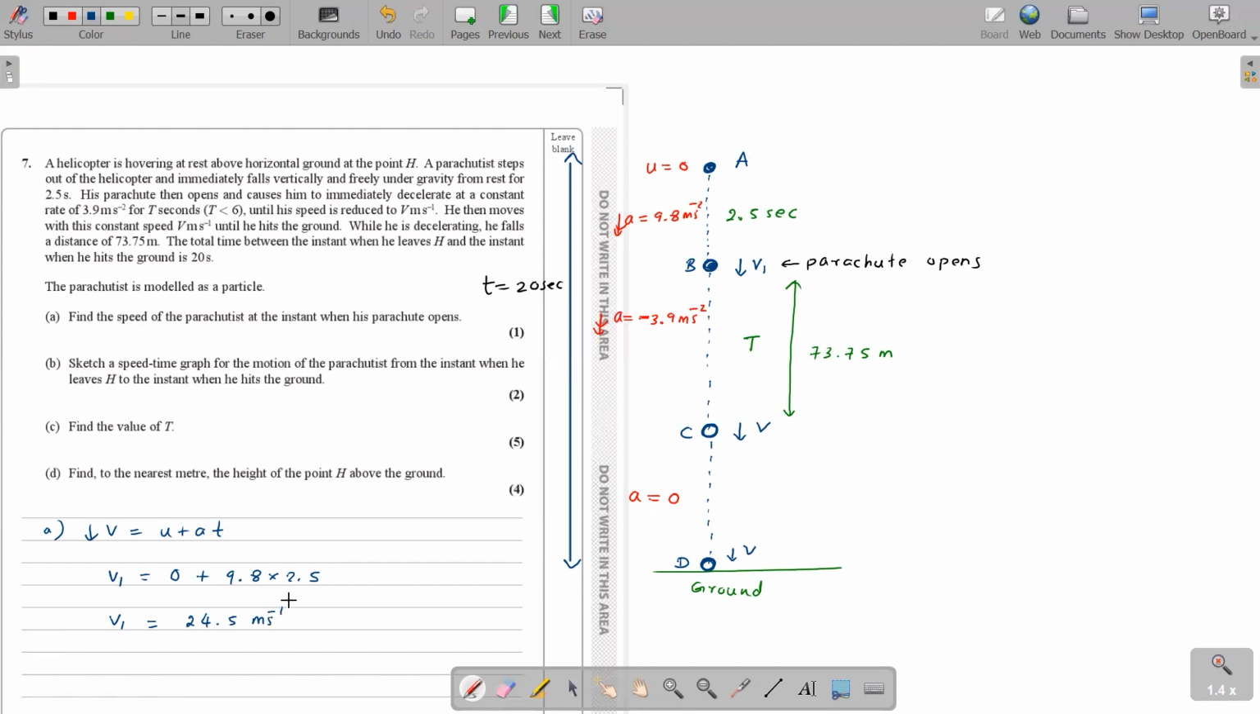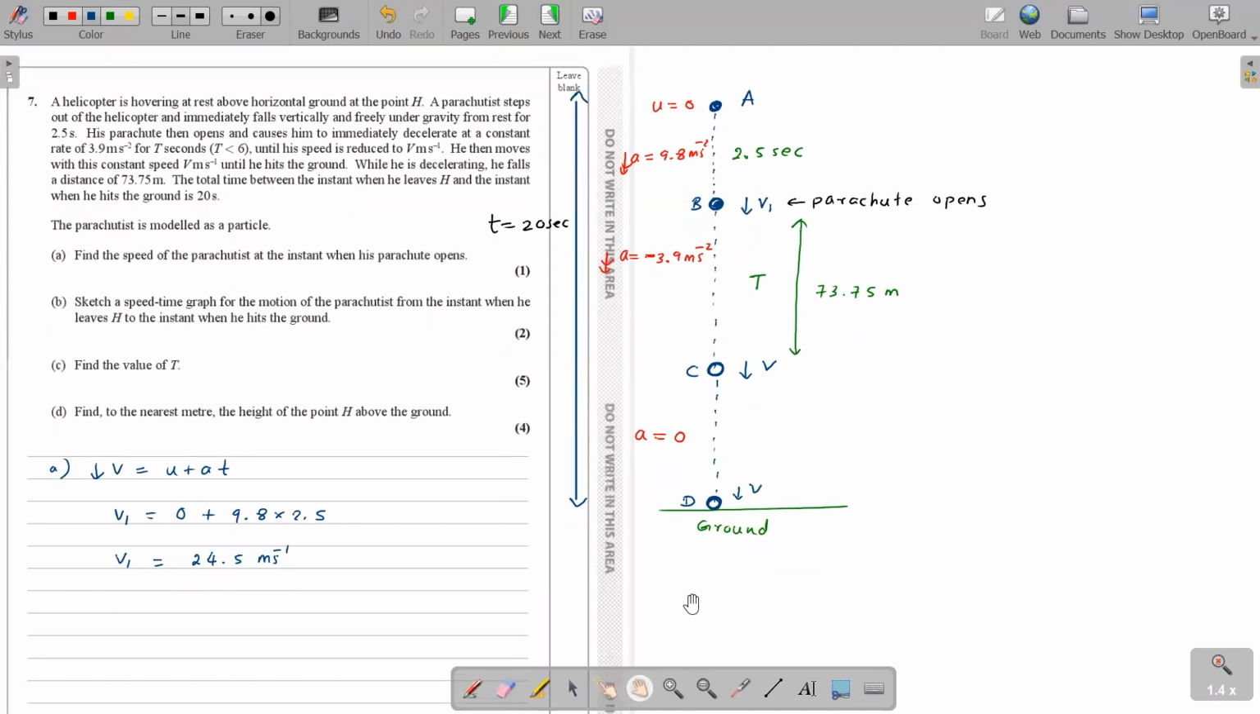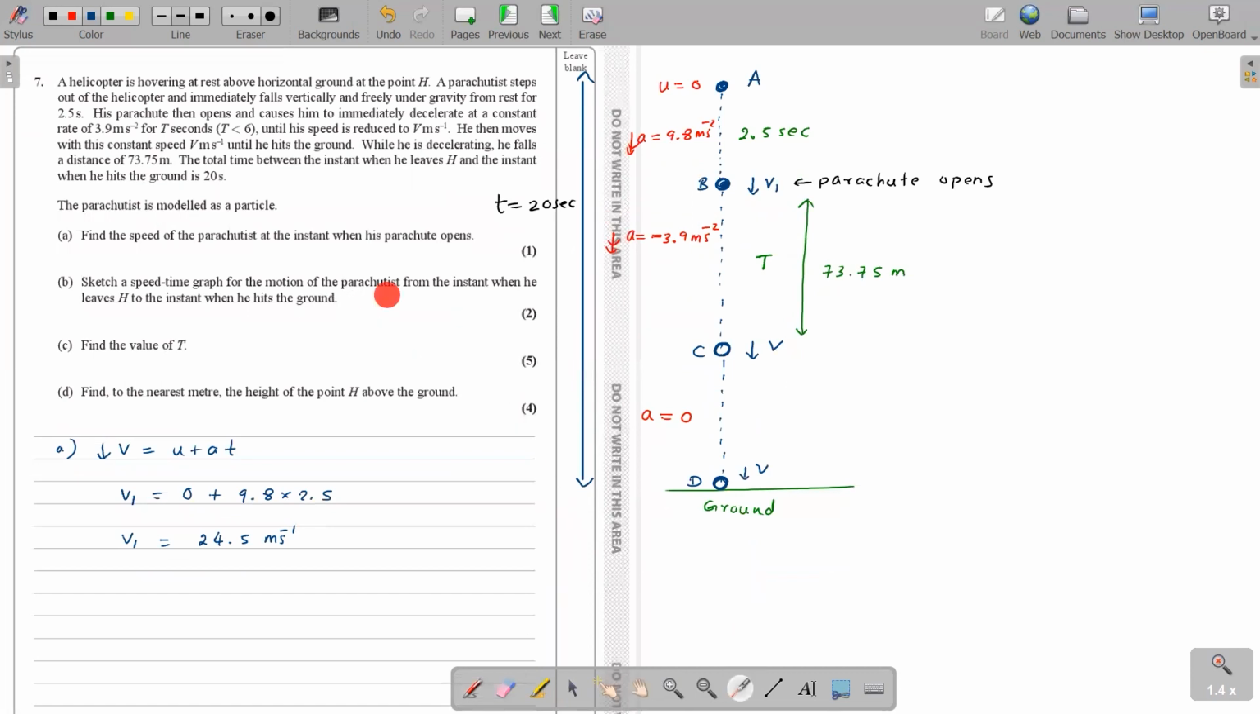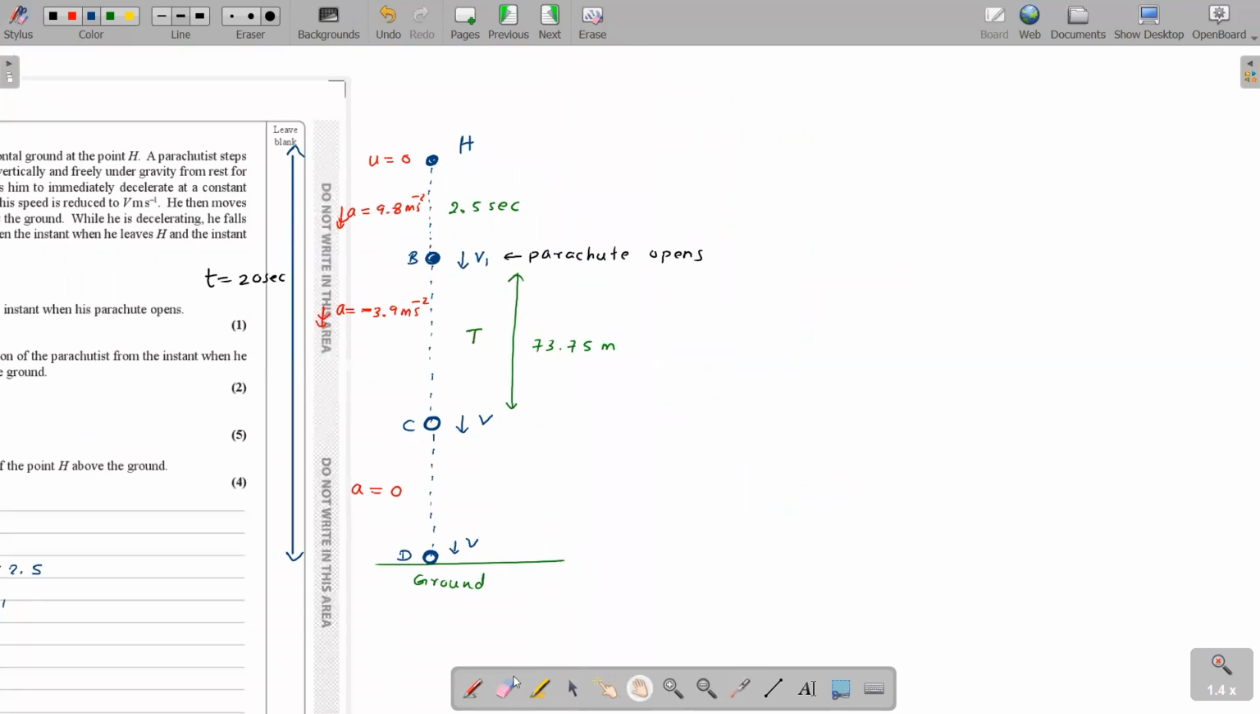Okay. So in the next part, part B, they say sketch a speed time graph for the motion of the parachutist from the instant when he leaves the helicopter to the instant when he hits the ground. This is the place where he leaves the helicopter, shall I name it as H instead of A? And this is the place where he reaches the ground. They want you to sketch a speed time graph for the entire thing. Let's do that. Part B, shall I do part B over here?